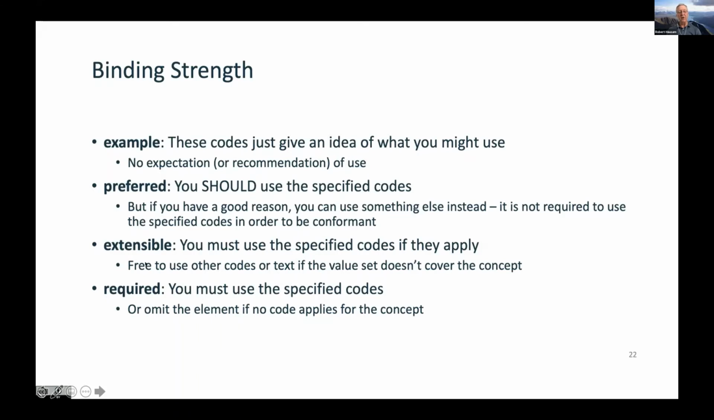But if there's something you need to represent that's not included in that bound value set, and therefore there's no code that does apply, then you are still free to use other codes or just text if the value set doesn't cover the concept you're looking for. But then if we go to the highest degree of strength, we have the required binding, and in that case, you must use the specified codes. And if you can't find one, if there isn't one, you have to omit the element. That's true unless it's a required element, and then you basically have to choose a code. So that's usually used mainly for structural items in the FHIR specification. But that's how the binding strengths work.